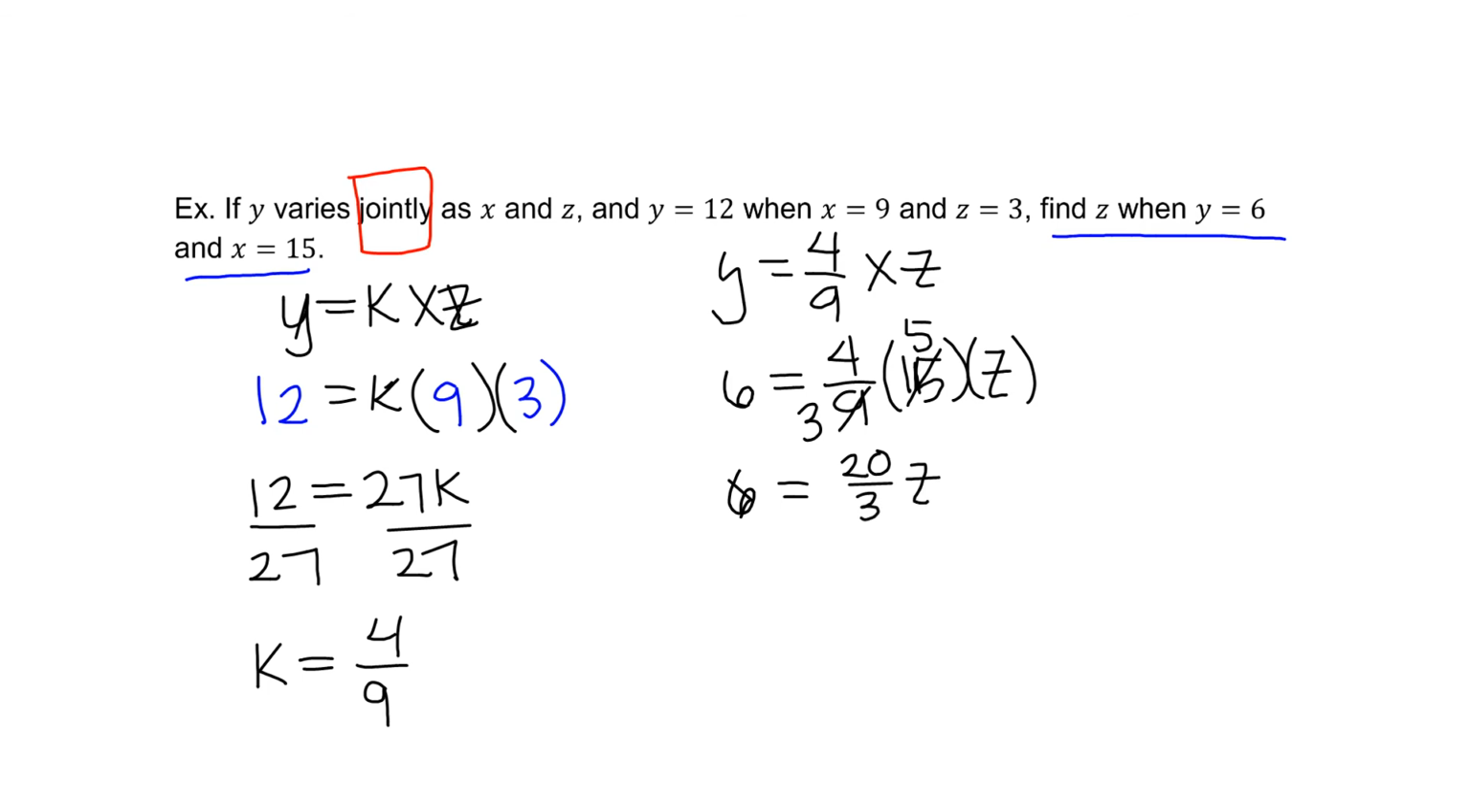In order to solve for z, I need to get rid of my fraction 20/3. So I'm just going to multiply both sides by its reciprocal. So I'm going to multiply both sides by 3/20. And again, this is 6/1. So we're going to get z equals 6 times 3 is 18/20. And I do want to simplify 18/20. I can divide them both by 2. And we will get z is 9/10.